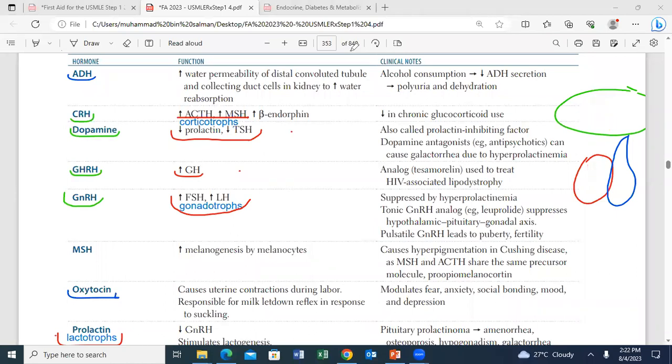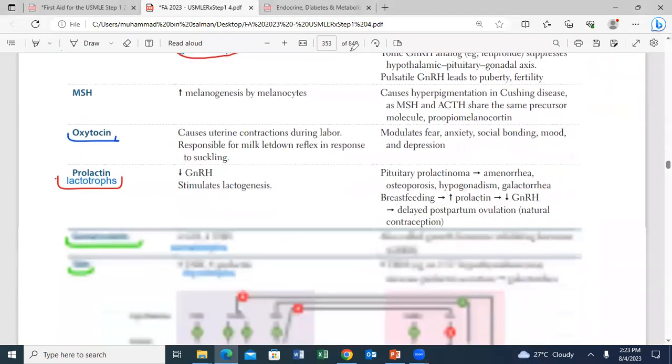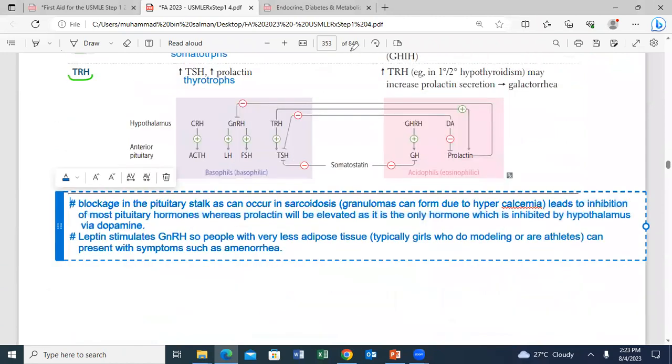Now, if there is a blockage in this pituitary stalk, what will be the effect on secretions of the anterior pituitary? Almost all the secretions of the anterior pituitary will be decreased because all the secretions were stimulated by the hypothalamus: corticotrophin releasing hormone, growth hormone releasing hormone, gonadotropin releasing hormone. Only prolactin was being inhibited by the hypothalamus with the help of dopamine. So when there is a blockage in the stalk, the prolactin secretion is elevated and all other secretions of the anterior pituitary are inhibited. So this was the point which I have discussed over here.